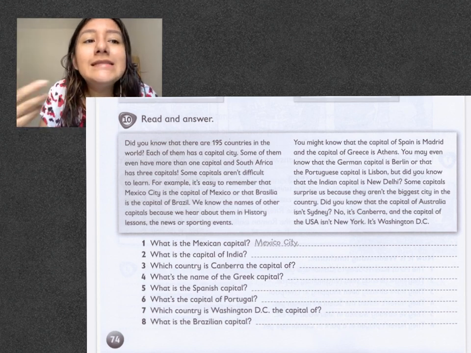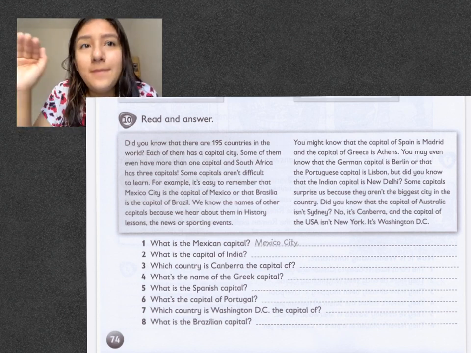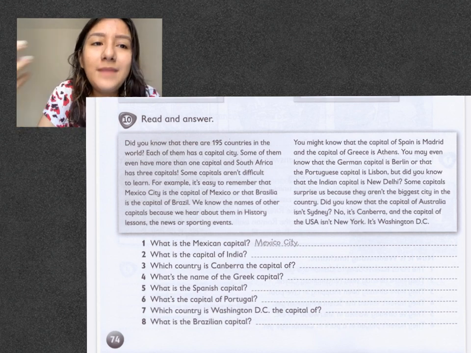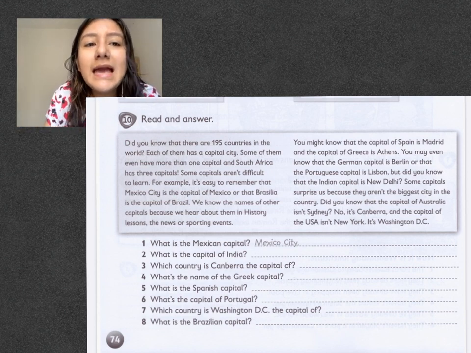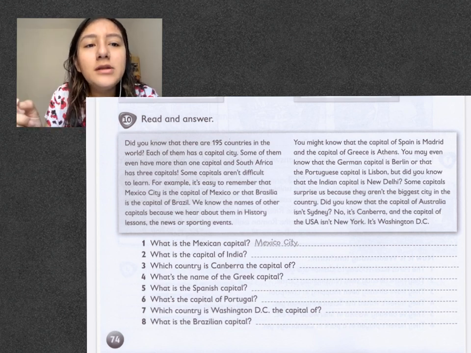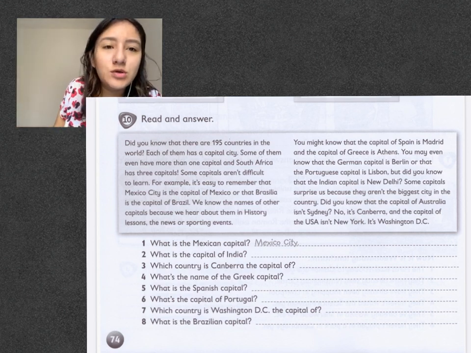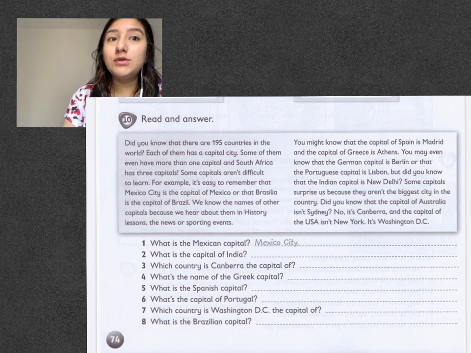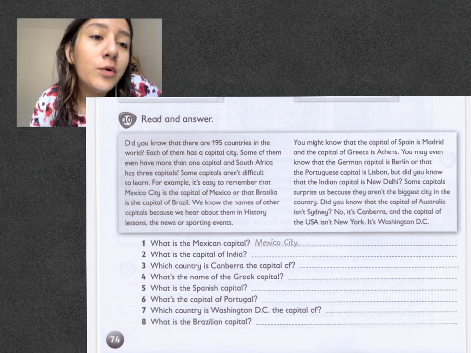For example, it is easy to remember that Mexico City is the capital of Mexico, or that Brasilia is the capital of Brazil. We know the names of other capitals because we hear about them in history lessons, the news, or sporting events.